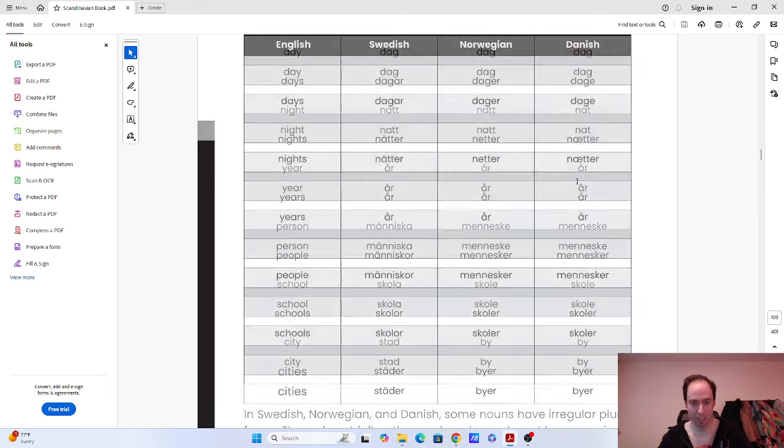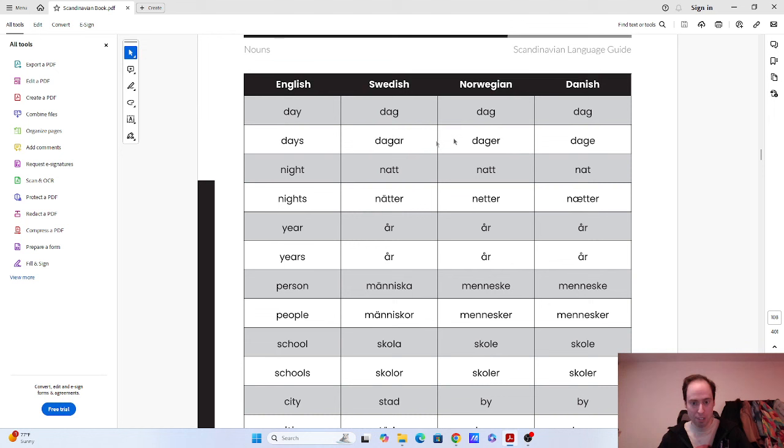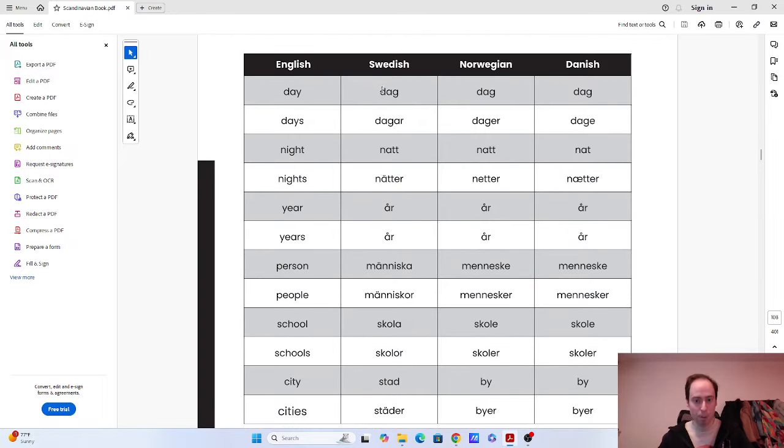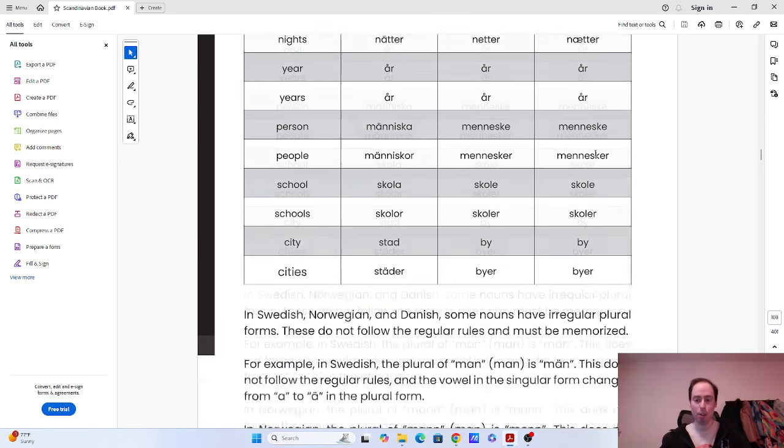You want to make sure you know these differences, because if you're speaking Swedish, Norwegian, or Danish, you don't want to confuse them or mix them up. The best way is to have them written out side by side like this, so you can see the differences right in front of you, and that's a great way to learn.